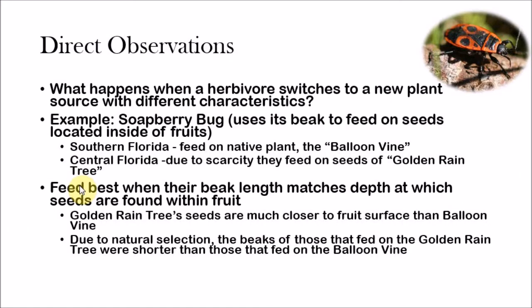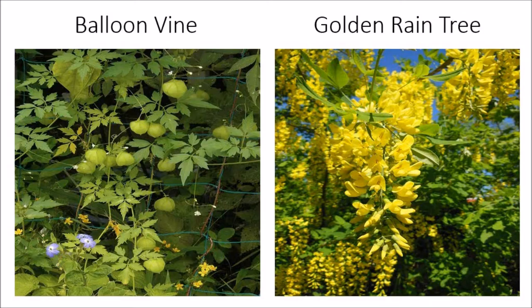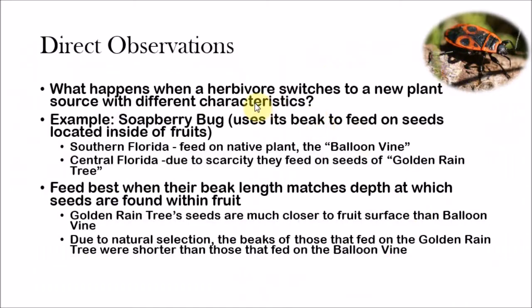But when some of these soapberry bugs moved to central Florida, due to the scarcity of the balloon vine, they fed on another plant called the golden rain tree. These bugs feed best when their beak length matches the depth at which the seeds are found within the fruit, which kind of makes sense. If you have the right length, then it's easy to reach those seeds. For the golden rain tree, the seeds are much closer to the fruit surface than in the balloon vine.